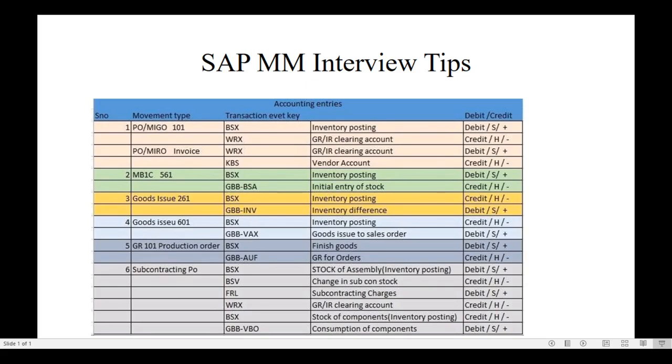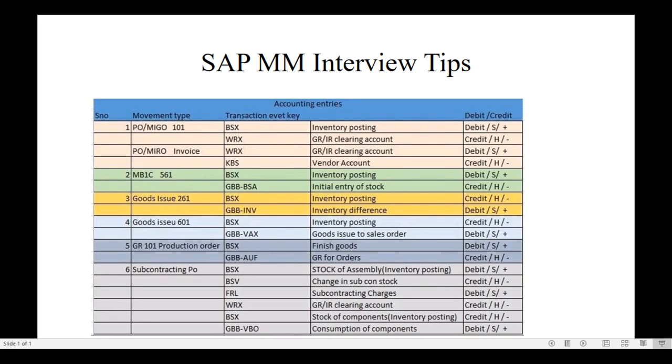And last but not least, it is one of the very important questions. Out of 10 interviews, you may get 6-7 interview questions on subcontracting PO. The transaction event keys are BSX debit, WRX credit, BSV credit, FRL debit, and BSX credit, GBB debit. So these are all the important keys.